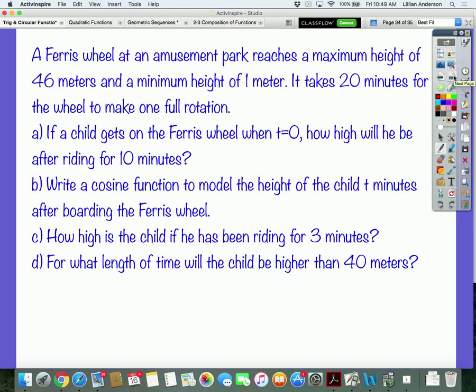A Ferris wheel at an amusement park reaches a maximum height of 46 meters and a minimum height of 1 meter. It takes 20 minutes for the wheel to make one full rotation. If a child gets on the Ferris wheel when t equals 0, how high will he be after riding for 10 minutes? How do we figure that out?